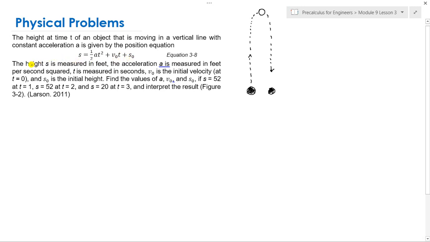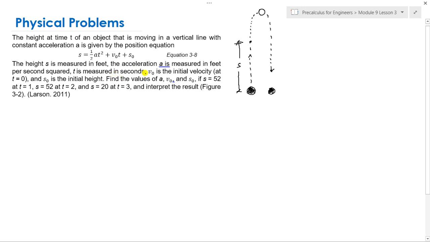The s here is the height, measured in feet. Meaning the height of its flight, maybe here. Let's say this is our s. We don't know it, so we just represent it as a variable. So s is a variable, acceleration is a variable, and the time is also a variable. But our v naught and s naught are still variables.